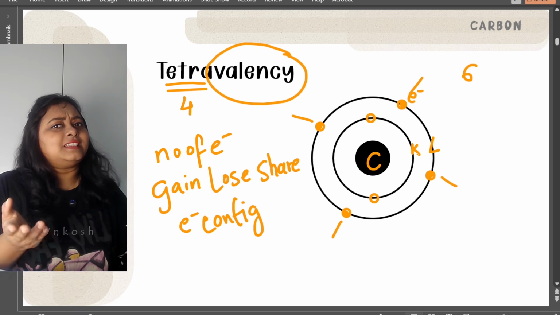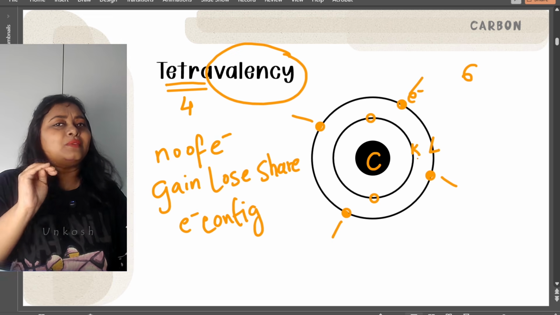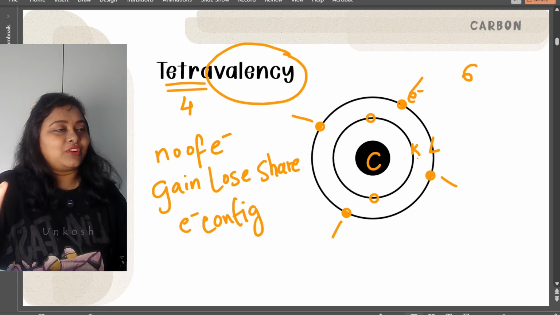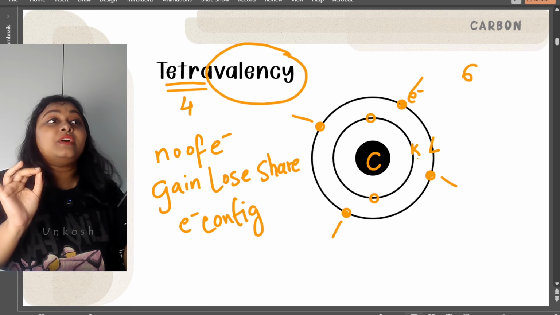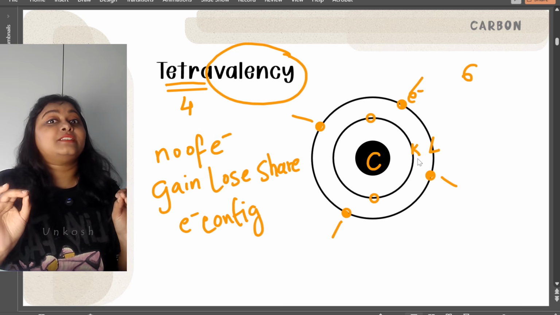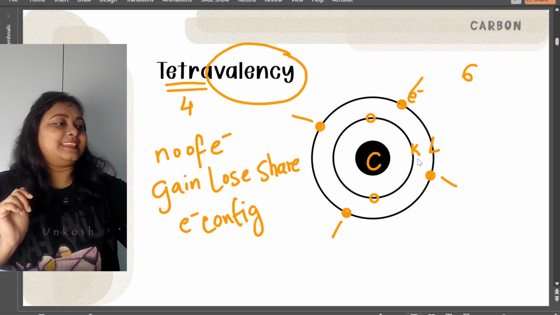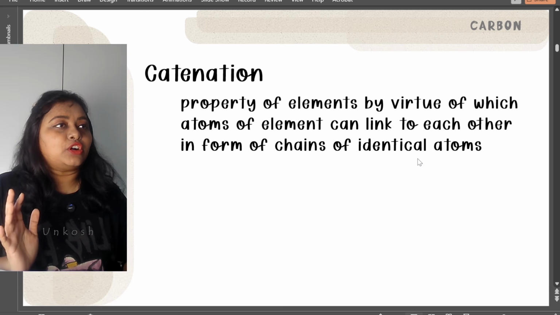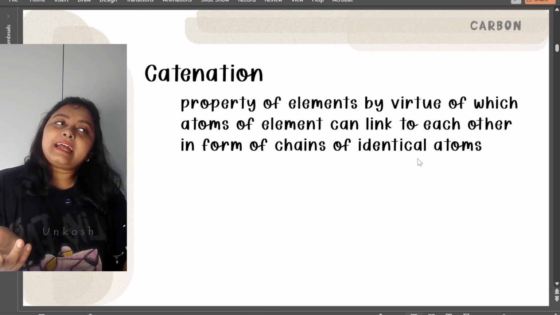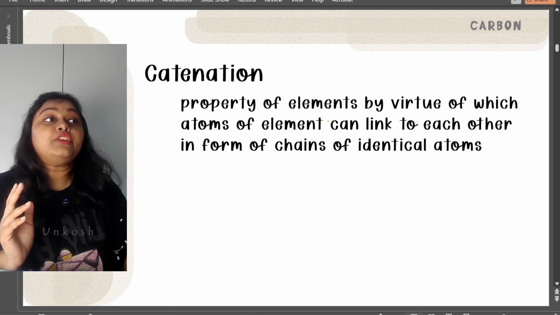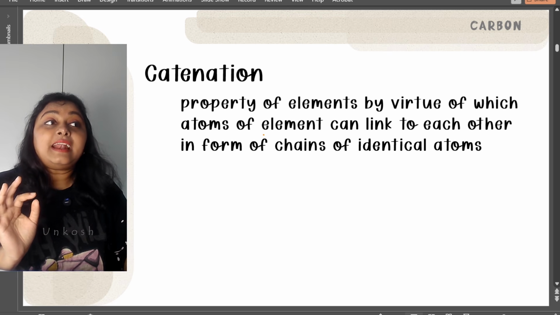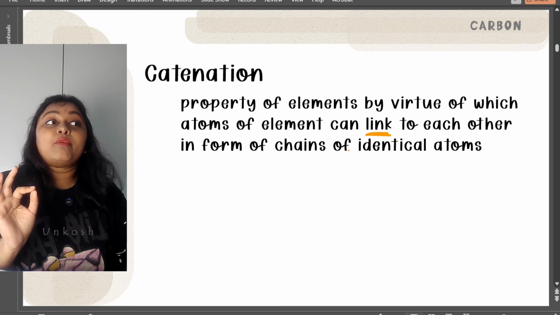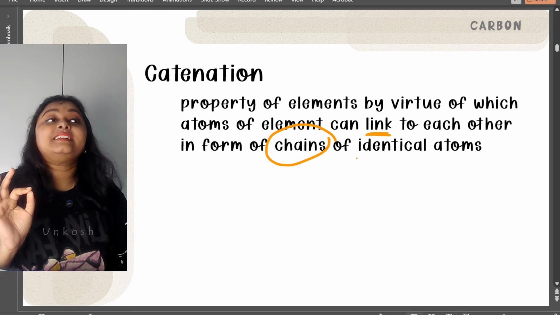In a way, we can say that there are 4 electrons hunting down 4 more electrons from its surroundings to gain stable electronic configuration. That's why we know that carbon is showcasing the property of tetravalency. Now, next property that we are going to talk about is catenation. What is catenation? It is nothing but the property of elements wherein atoms of element can link to each other in the form of chains of identical atoms.